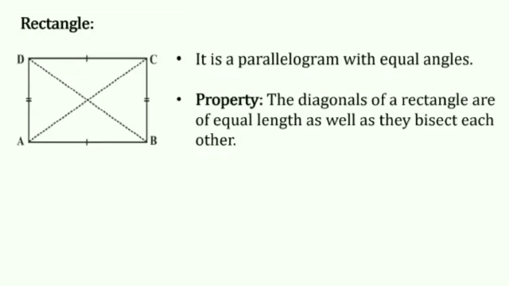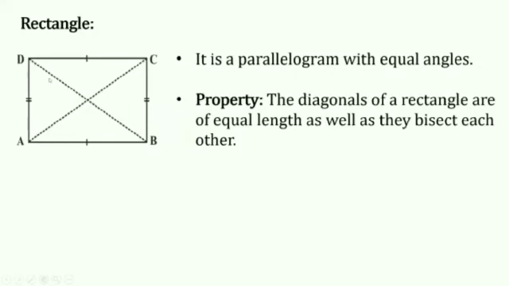Next one is the rectangle. A rectangle is also a parallelogram. Because it is a parallelogram, it has all the properties of a parallelogram. Along with that, one more property is that the diagonals of a rectangle are of equal length as well as they bisect each other. They bisect each other, obviously, because it is a parallelogram, but the lengths of the diagonals are equal.